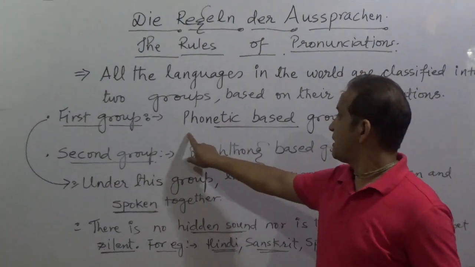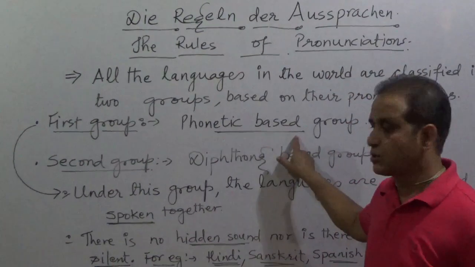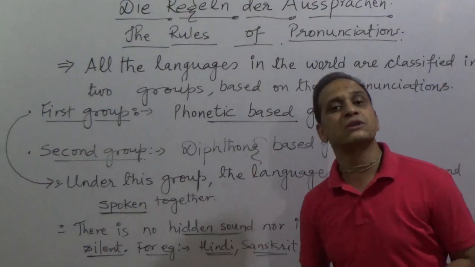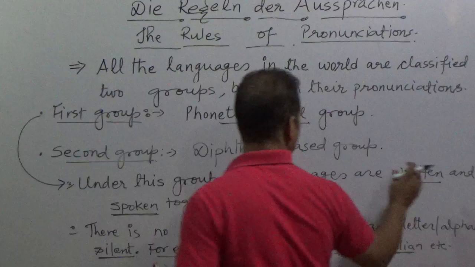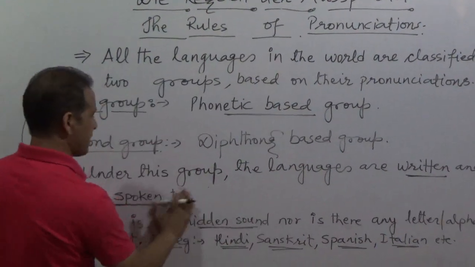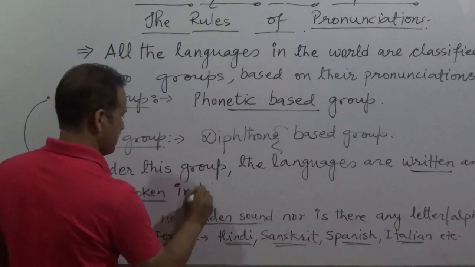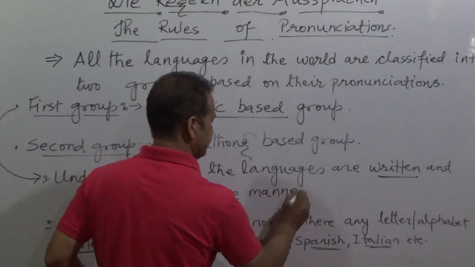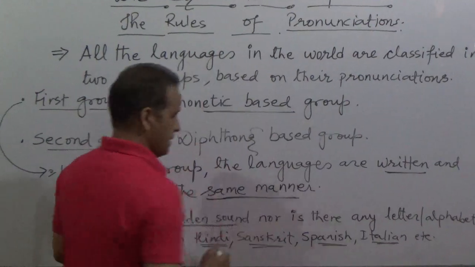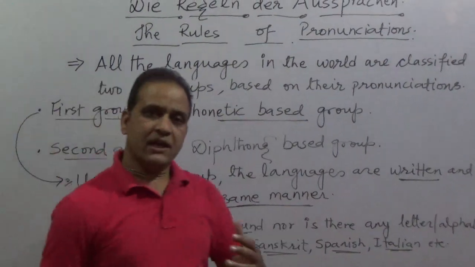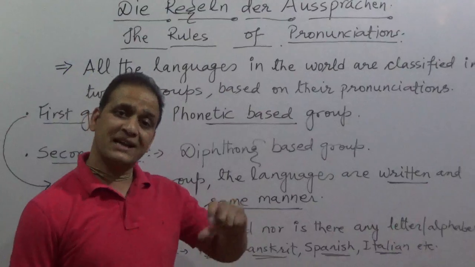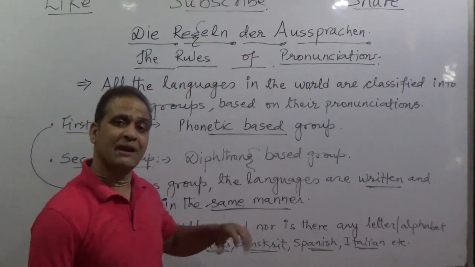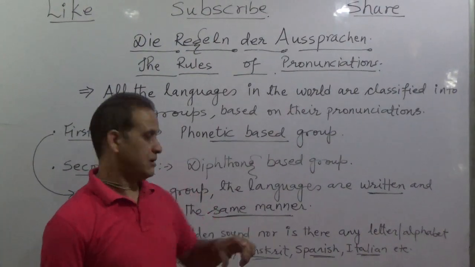Well, under the first group, the phonetic based group, the languages are written and spoken in the same manner. It means the way you speak them, you will write them in the same manner.